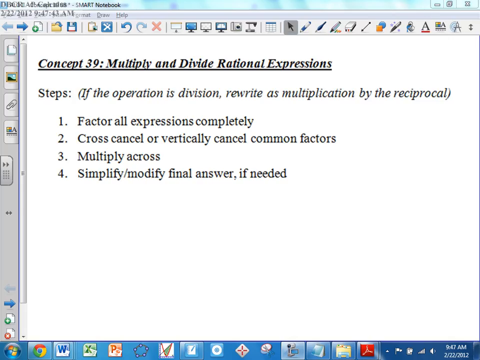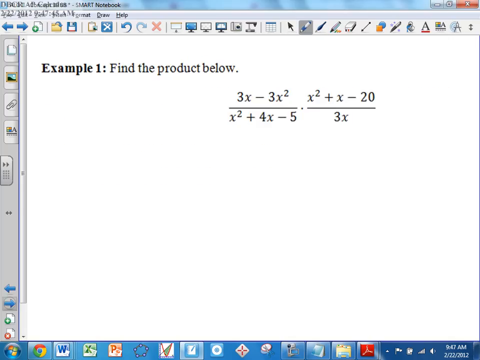For the first example, let's start with this problem. We have the quantity 3x minus 3x squared divided by the quantity x squared plus 4x minus 5. That whole thing is times, there's a times in the middle, times the quantity x squared plus x minus 20 all over the quantity 3x.